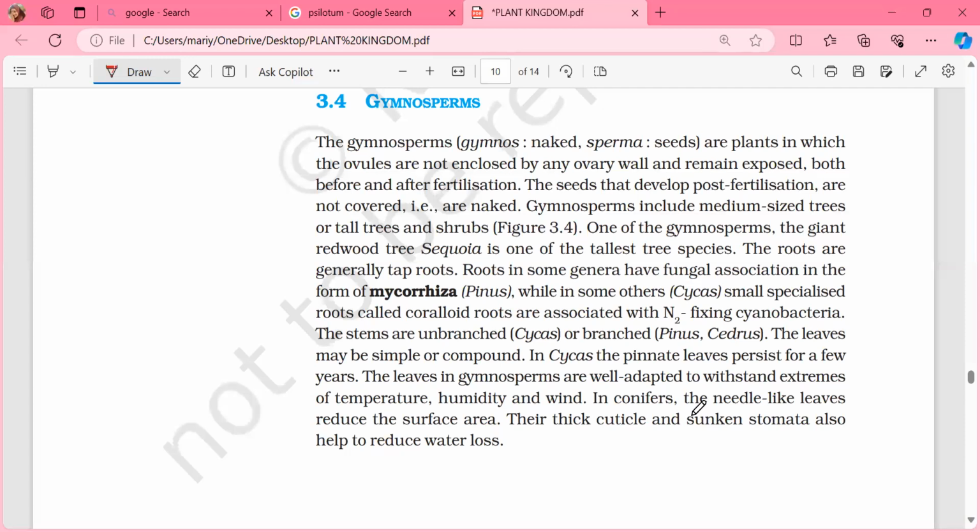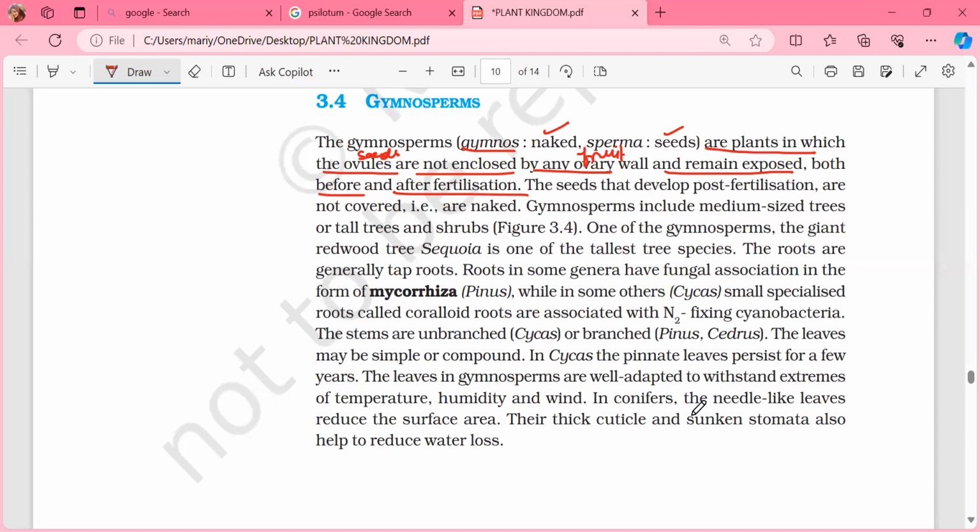We are almost nearing the end of the chapter. So, gymnosperms. The word gymnosperms, if we break it into two, gymnos means naked and sperma means seed. So, the naked seeds. These are the plants in which the ovules are not enclosed by an ovary. Ovary means fruit. So, those seeds are exposed both before and after fertilization, not covered by any ovary.